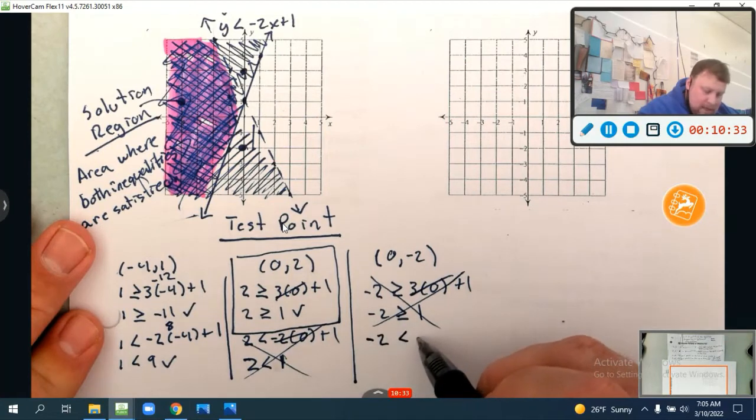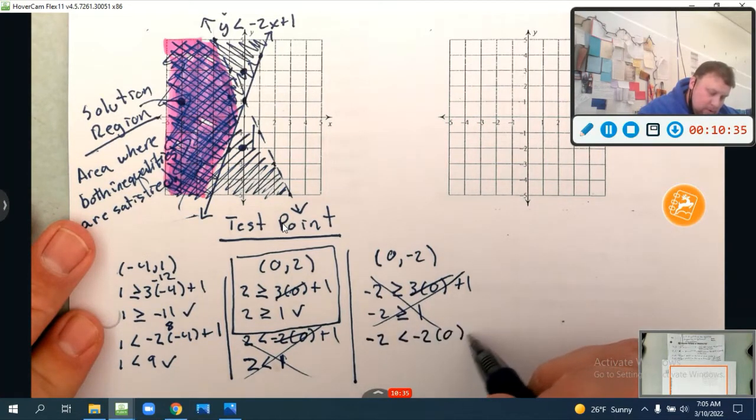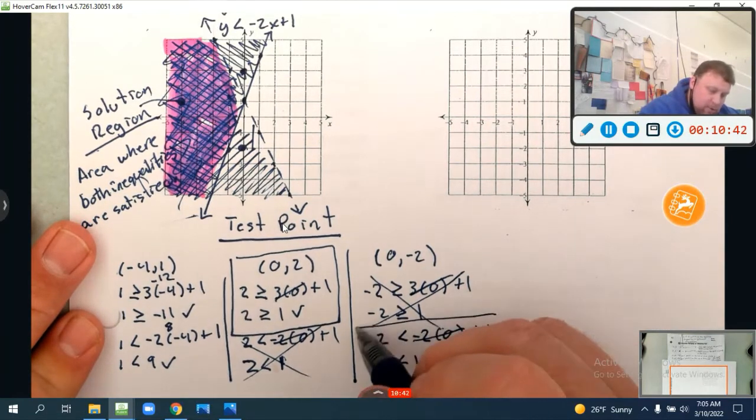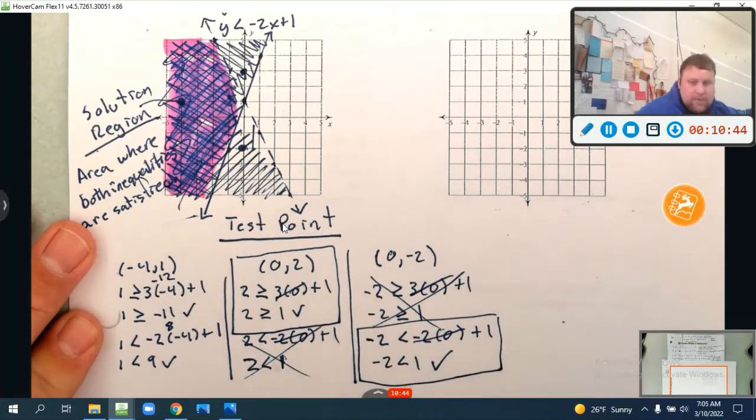-2 is less than -2 times 0 plus 1. Well, that goes to 0. -2 is less than 1. That is absolutely true. It's only true for the bottom equation.